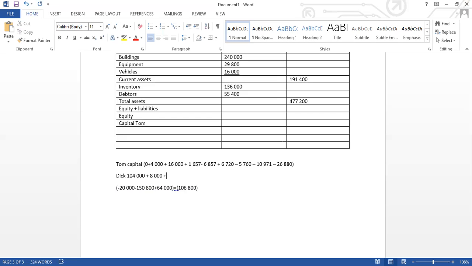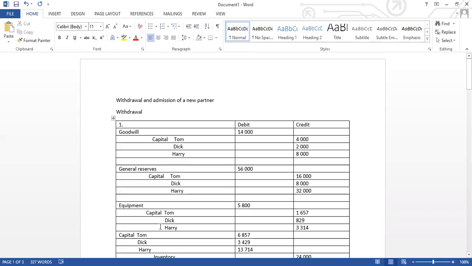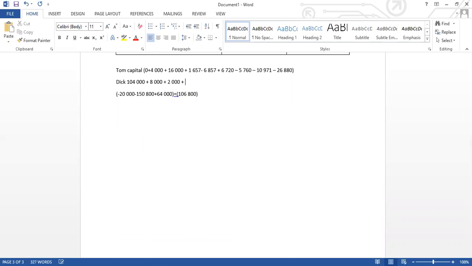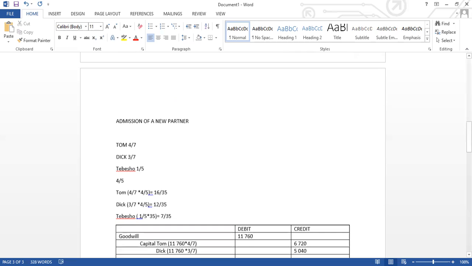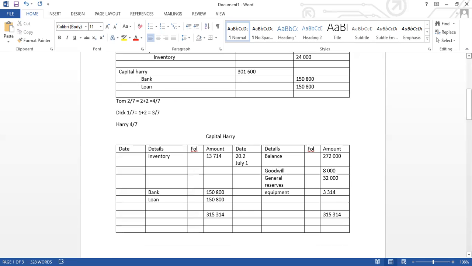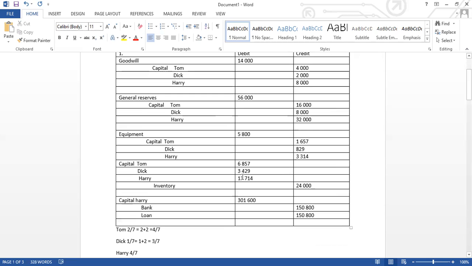And then we add 2,000 for goodwill. And then we add equipment, Dick, 829. And then inventory was a debit, no? Inventory was a debit of 3,429.